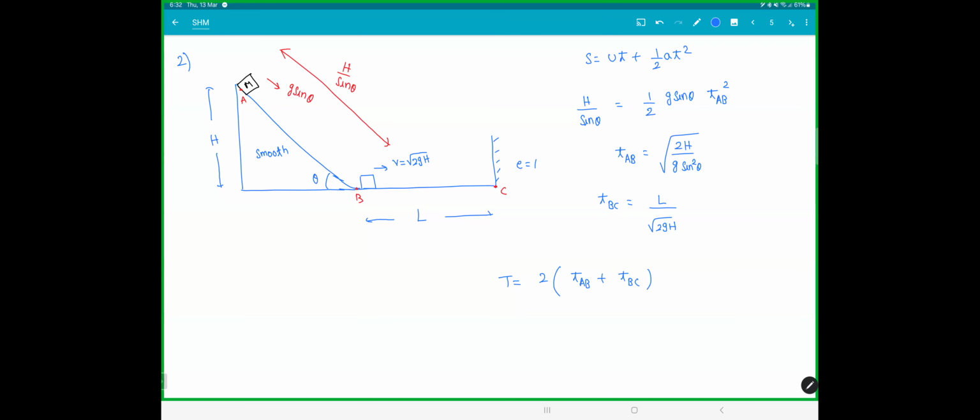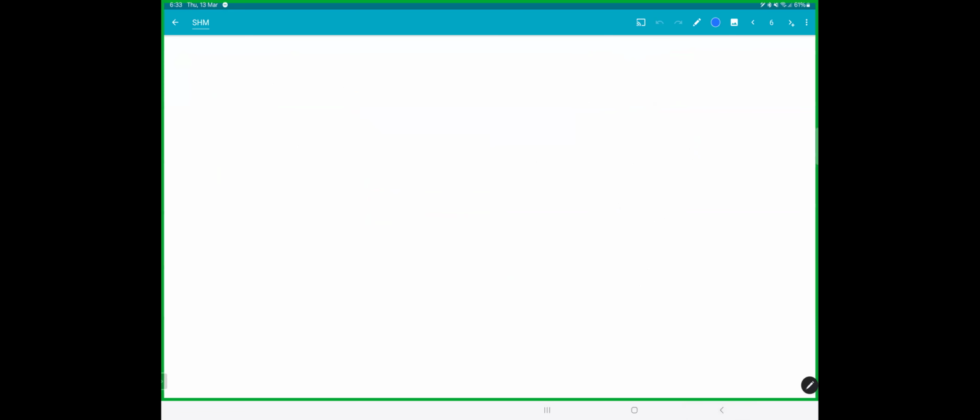Clear? So there are more varieties of this you can get, but this is the thing. So it's not always SHM. They can even pop up questions on periodic motion. So that is one. Next thing, if you talk about going further, we also have something called oscillatory motion.